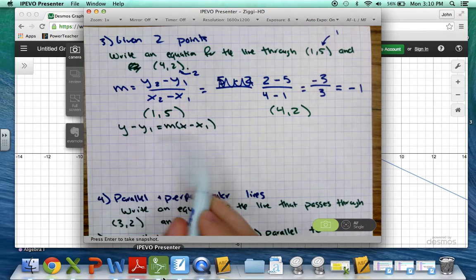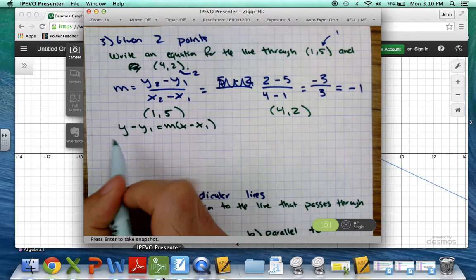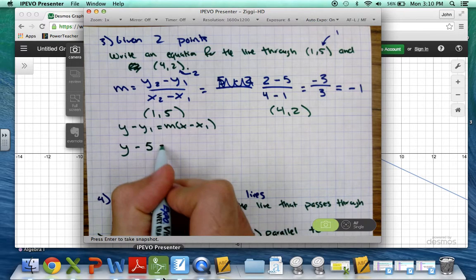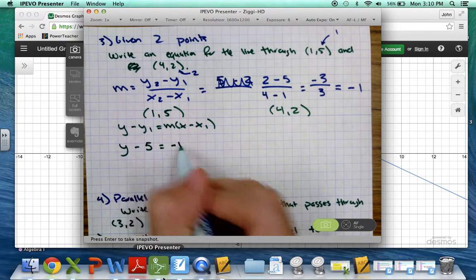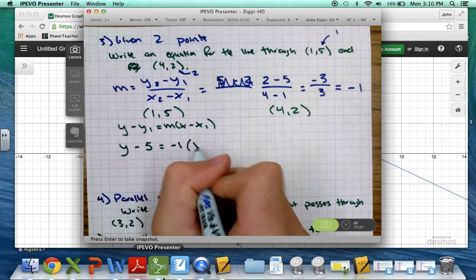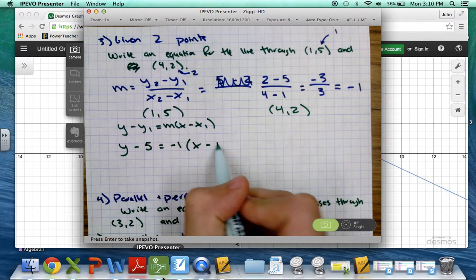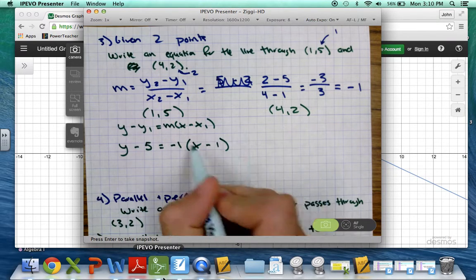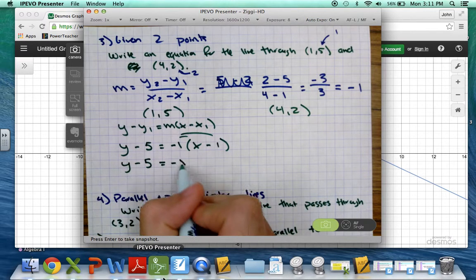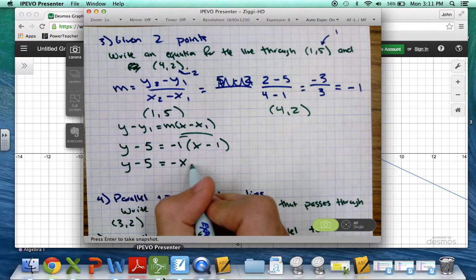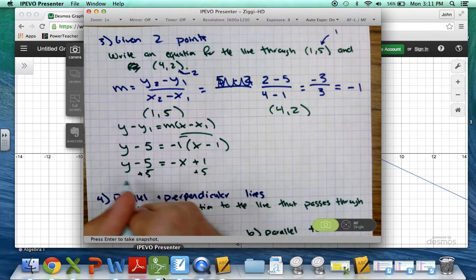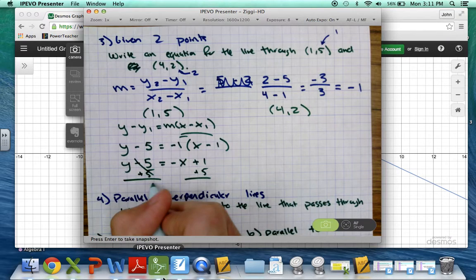Our first step, we can use point-slope form again, just like our last example. In this case, we're going to use the point 1, 5. So 5 is our y-coordinate. Our slope, we said, was negative 1, which we found up here. And we would have x minus x1, which in this case is 1. We're going to go through the same process. Simplify. y minus 5 equals negative x. Negative 1 times negative 1 is positive 1. And then we would add 5 to both sides to get y by itself.